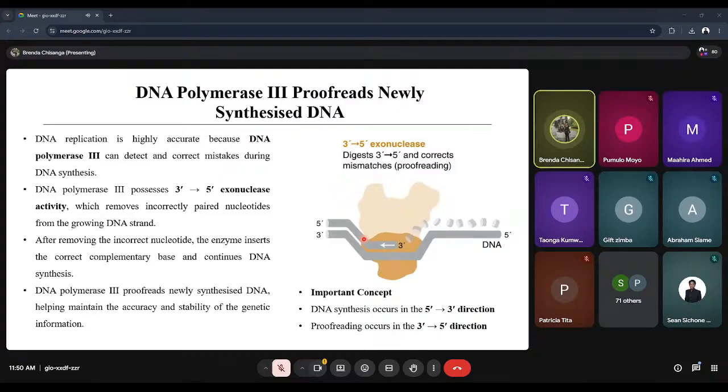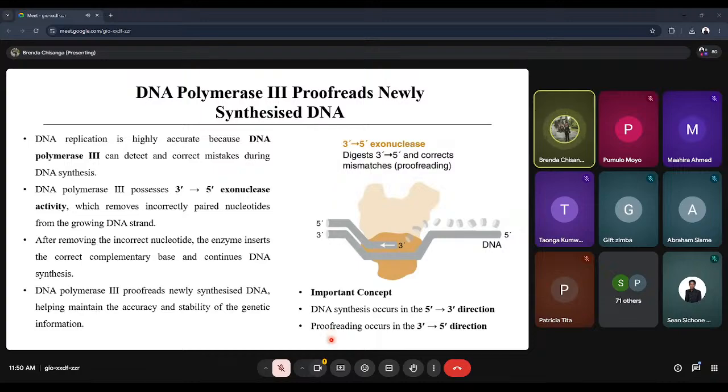Now, sometimes it does make mistakes. When it makes a mistake, it can reverse, kind of moving in reverse. Instead of moving from the 5 to 3, it can now move in the opposite direction, 3 to 5. And it will be taking them out one at a time. So it's going to chop this one, just like that, until whatever mistake has been incorporated is removed. And when that is done, it will continue again synthesizing in the 5 to 3. So here it's an important concept: DNA synthesis occurs in the 5 to 3 prime direction.